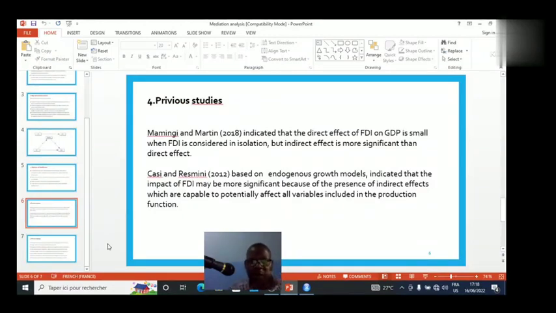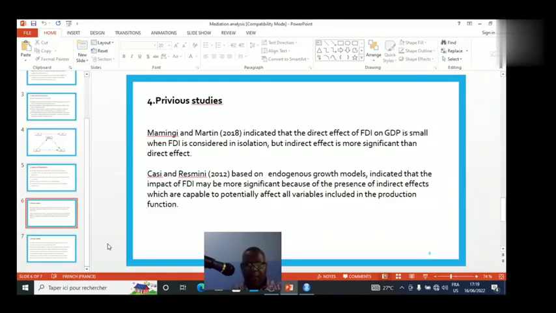And another thing that you have to know: when you want to conduct mediation, you must have a theory you are testing, or something which gives you support for what you are doing. You cannot do mediation without any previous study or theory. When you have theories or previous studies which support what you are saying, you can proceed.